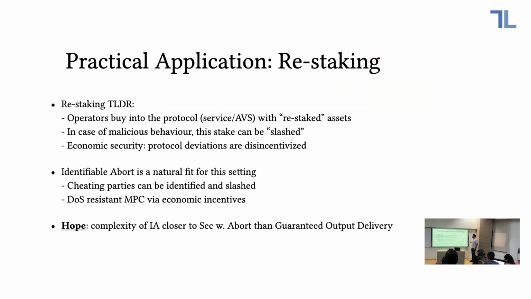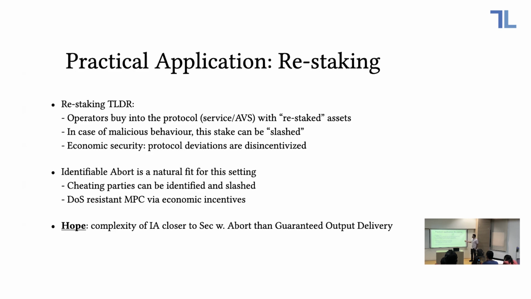Right. So in many situations, it could be that you're not that interested in getting the output right away, but what's more important is figuring out what has happened, or who has been hacked, or who the problematic node is. One concrete application of this, maybe to look up later, is this notion of restaking. Basically, it's the sort of ecosystem in which there are different operators of nodes who can buy into a protocol by restaking or pledging some assets.